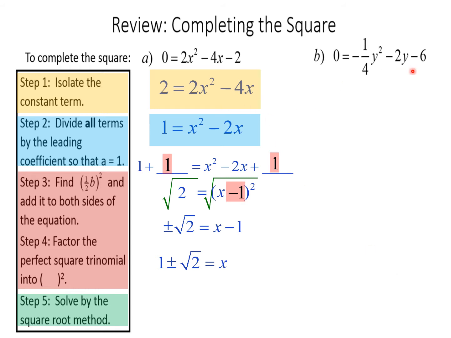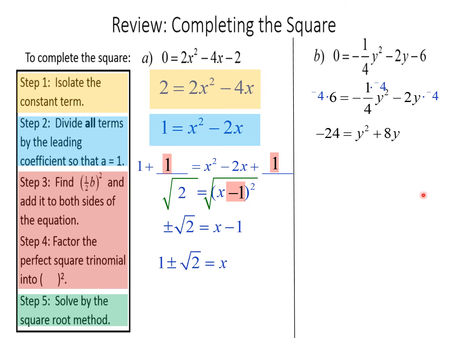Now, our next one, we have a y in place, so what we're going to do is we're going to treat it the same. We're going to isolate the constant term. And this time, in order to get a 1 in front of our y squared value, instead of dividing, we're going to multiply by negative 4. We multiply every term by negative 4. So our new equation is negative 24 is equal to y squared plus 8y.